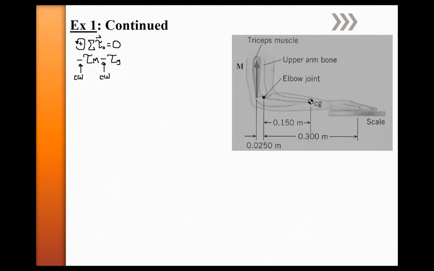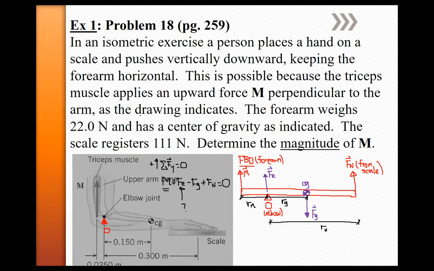Okay, so right now it seems like torque equilibrium is not going to be possible because we have two clockwise torques. We need a counterclockwise one to offset it. Well, that's what the normal force on the scale is going to do.